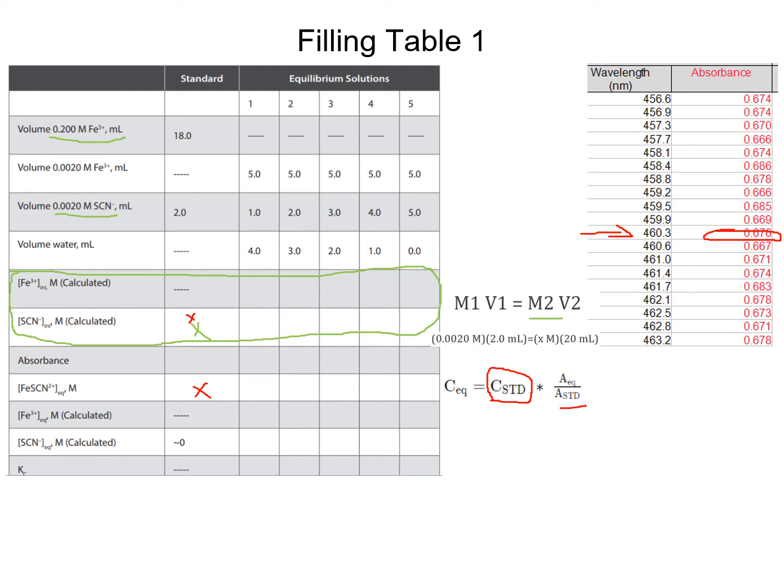This is constant, and this is also constant. So what will be varying in this equation is just for sample 1, it will have its own absorbance value. For sample 2, it will also have its absorbance value, and so forth.